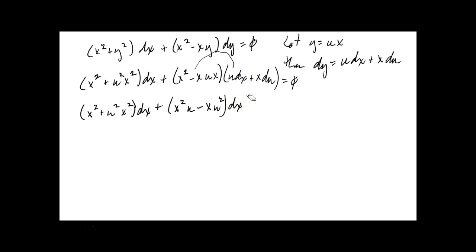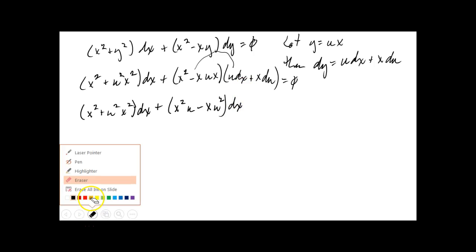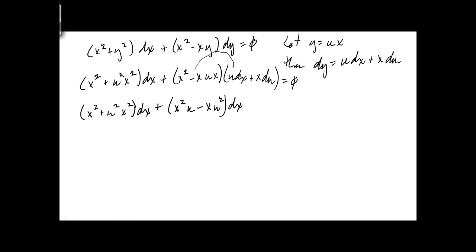Okay. Now, the third part, which is this thing multiplied by this. So this will be plus x cubed minus, now wait a minute.